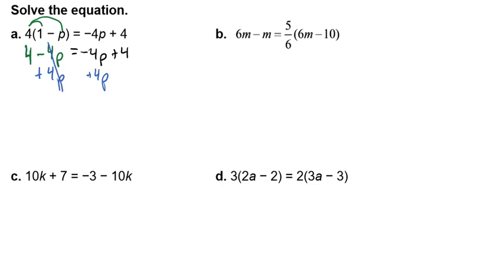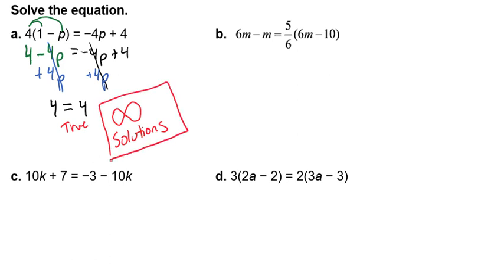So I'm going to have 4 equals negative 4 plus 4, that's also a 0, and so equals 4. Oh, this is going to be one of our special solutions. Does 4 equal 4? And the answer is yes, this is a true statement. So that tells me that I'm going to have infinite solutions. And you can either write out the word infinite, or you can draw the infinity symbol.